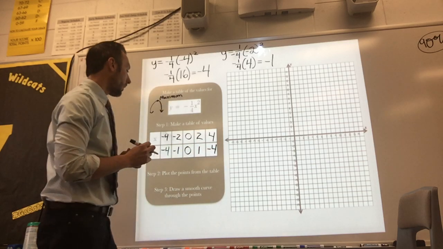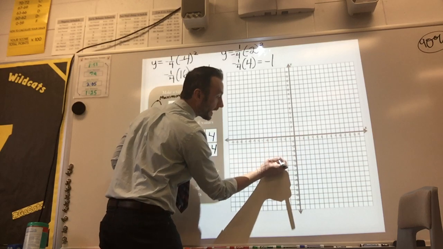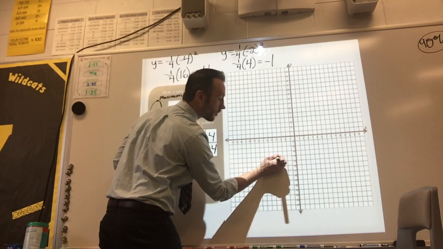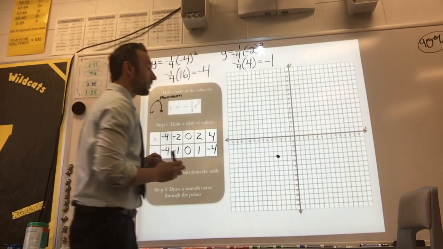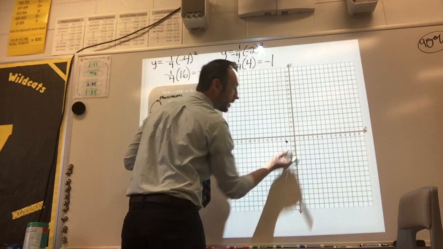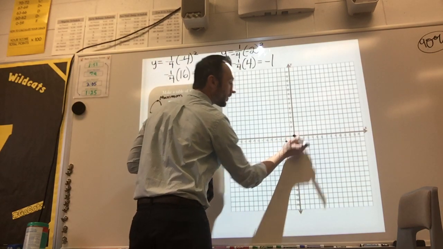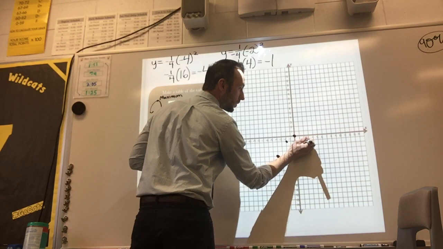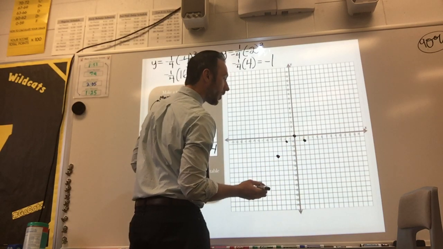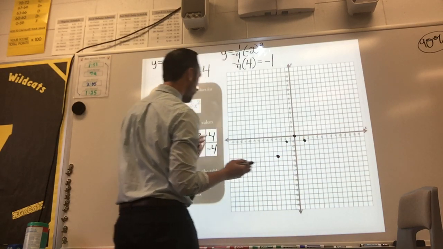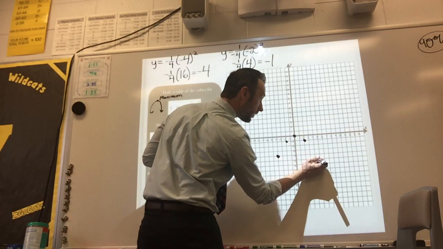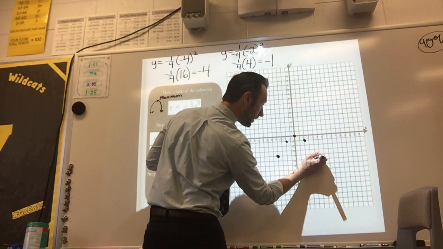So if I graph my points, I'd be left with negative 4, negative 4, a point there. Negative 2, negative 1. Vertex is at 0, 0. I have a point of 2, negative 1, sorry, and a point of 4, negative 4. 4, negative 4 will be right there.